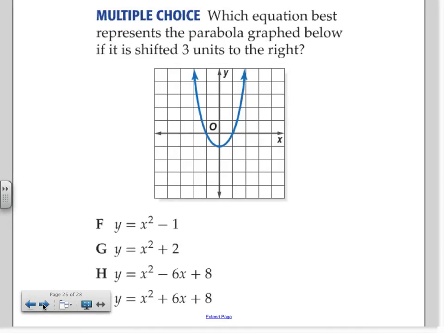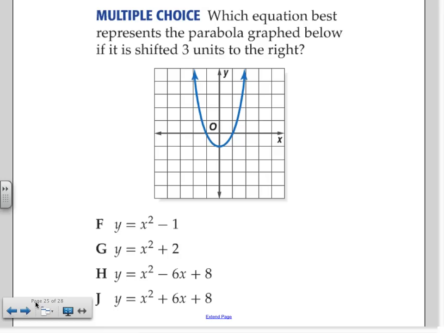Take a look at this graph. Very similar to the one we just did for the prompt, but this time there's a slight variation. Read carefully. Which equation best represents the parabola graph below if it is shifted 3 units to the right? So you take that whole graph and shift it 3 units to the right. Go ahead and raise your hand if you have the answer. What is the new vertex going to be? Where's the location if you shift that whole graph 3 units to the right?